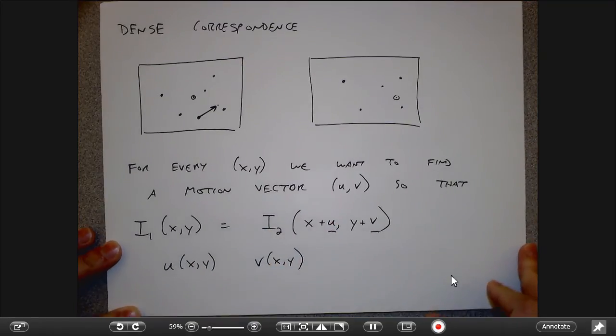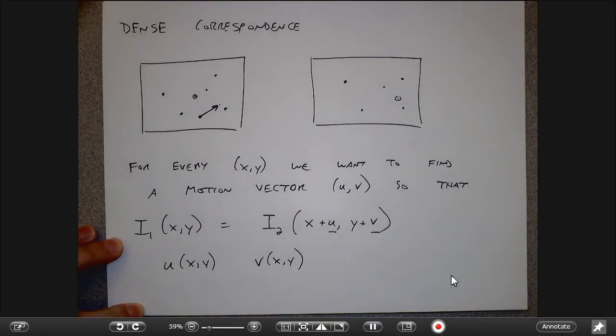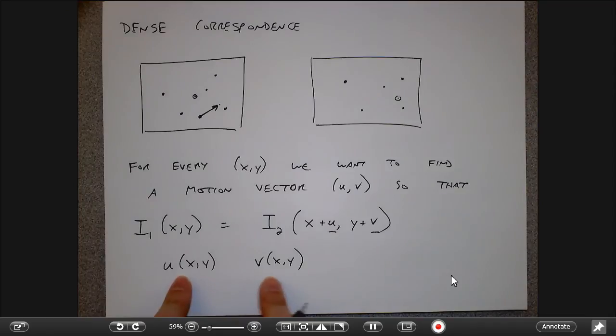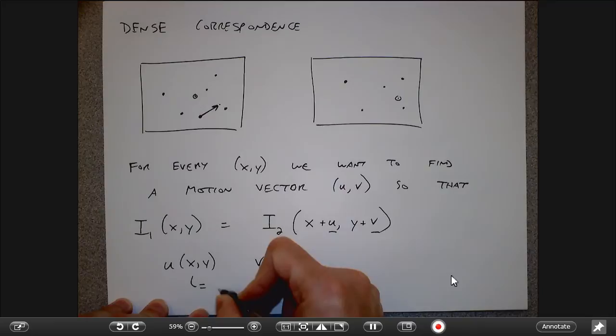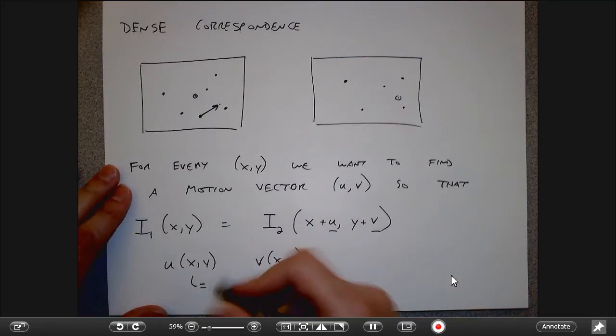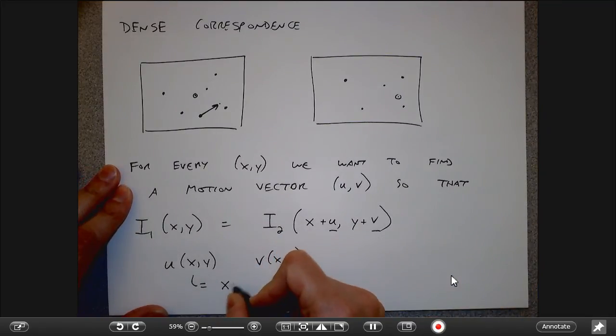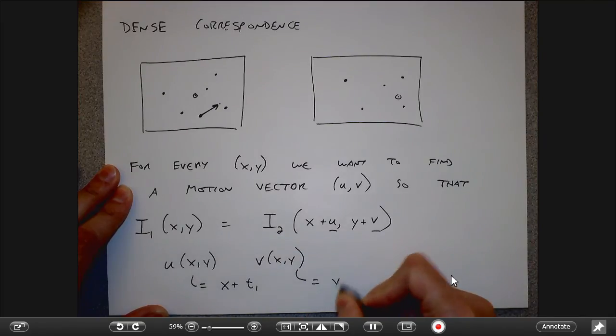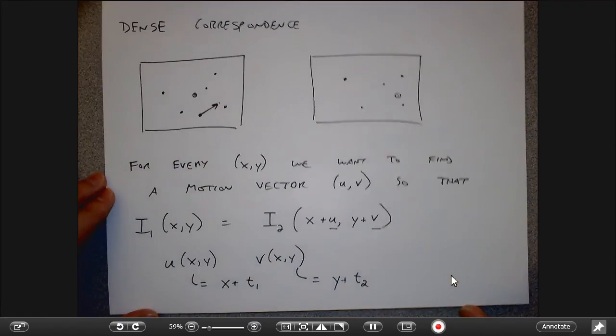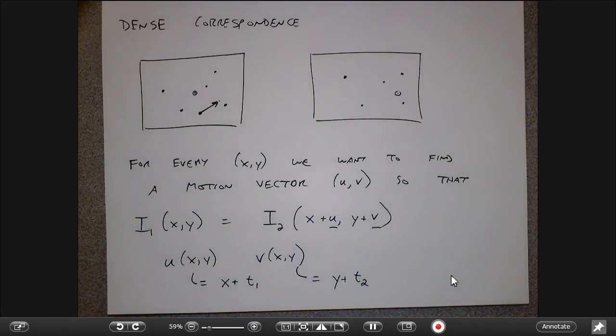And a lot of times I'm going to drop the parentheses because it's really cumbersome to keep carrying around this (x, y). But parametric means that these things are easy functions. For example, an easy function is, say, x plus t1 and y plus t2, right? That means that to obtain the motion vector field, all I have to do is, for every coordinate x, y, add a vector t1, t2 to it. And that would be what we would call a simple translation.